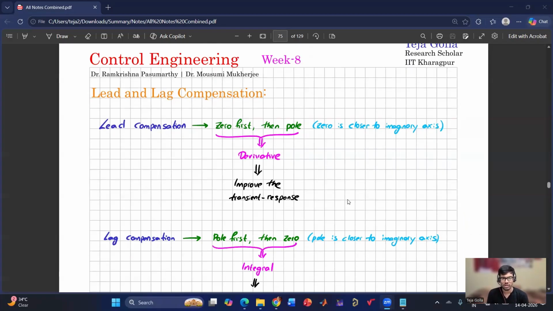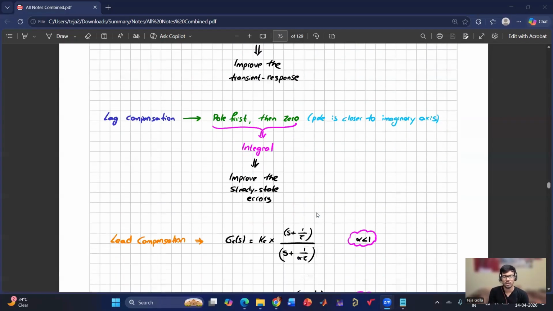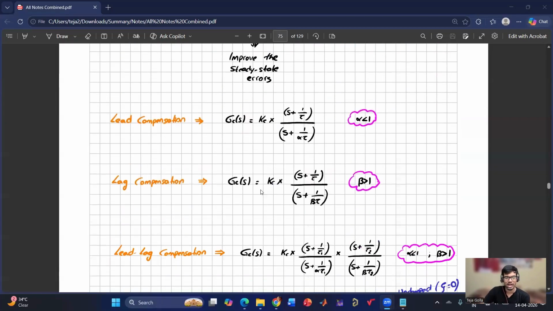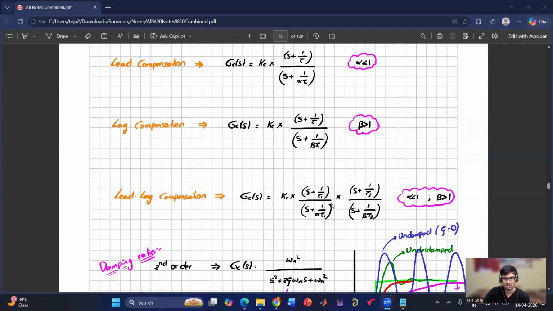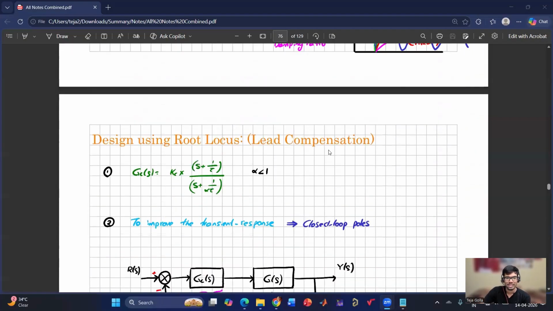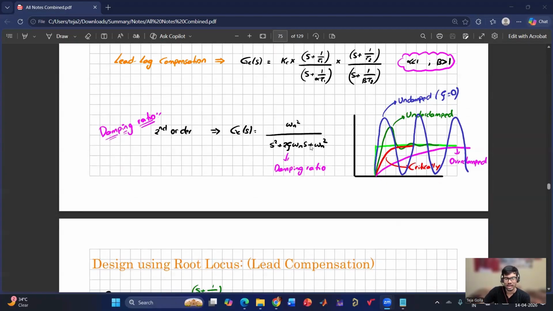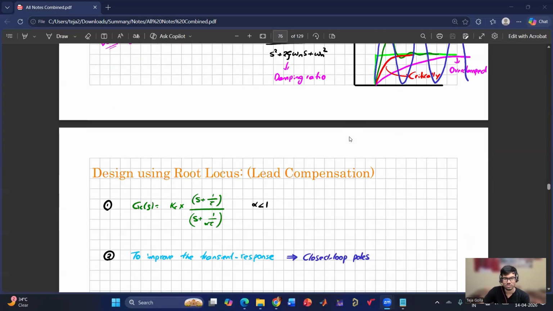So in week 8, we started with a brief summary about lead and lag compensation. Lead means it is derivative, so it will improve the transient response. Lag means it has an integral effect, so it will improve the steady state error. So in a question, if they ask to design a controller to achieve some transient requirements, use lead compensation. But if it is about the steady state error, then it is lag compensation. This is the generic lead compensation, and this is the generic lag compensation, and lead-lag compensation will have the sum or product of both. And this is one problem someone has asked, so that's why I have mentioned it here, but it is not related to this week.